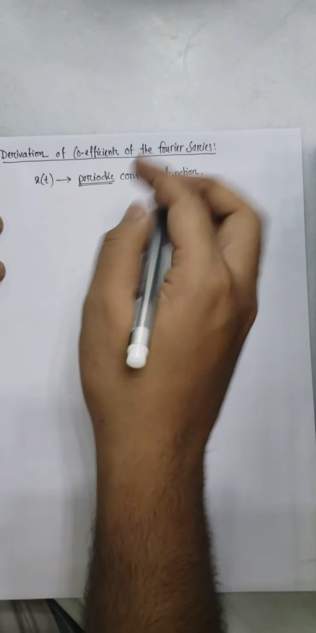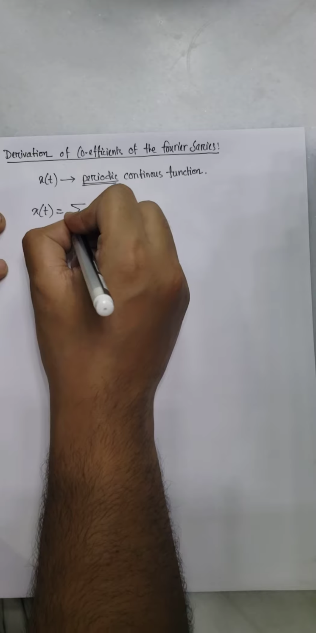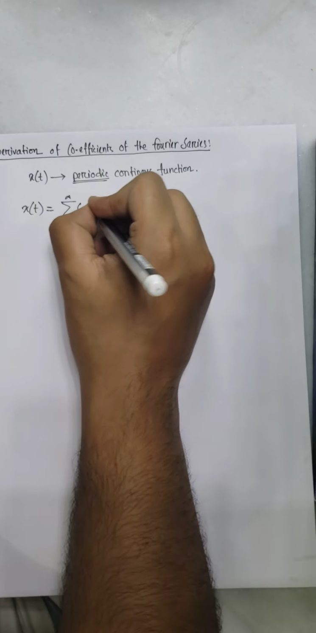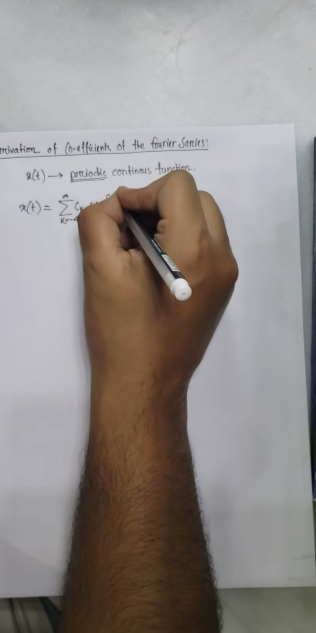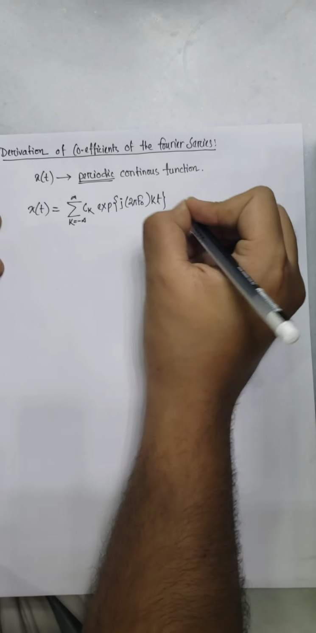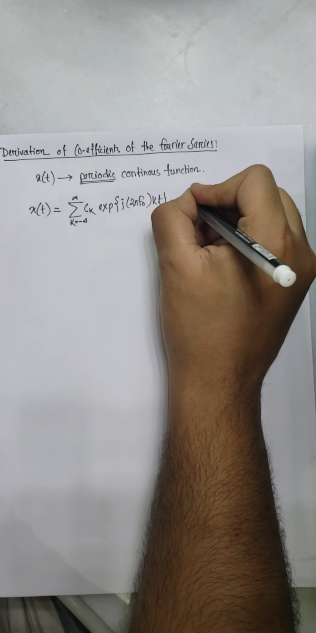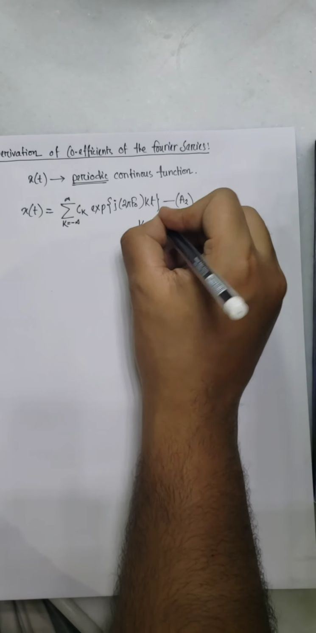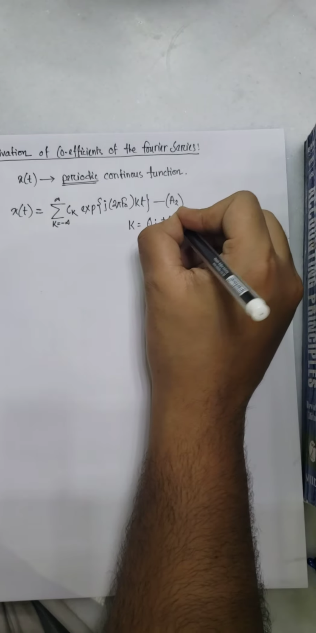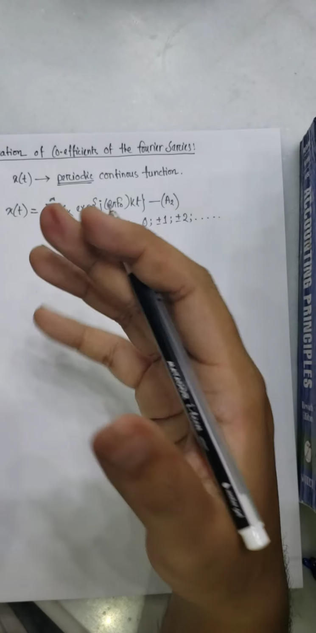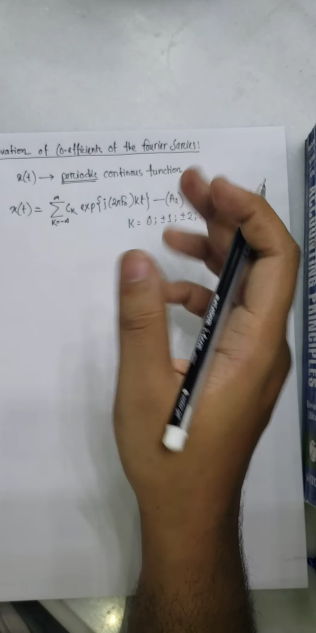So, as we have seen before, x of t can be decomposed as a running sum, k from minus infinity to infinity, of ck e to the power j 2 pi f naught k t. Let us denote it as equation A2, where k equals 0, plus minus 1, plus minus 2, and so on. So that means k are both positive and negative integers, but k must be an integer.